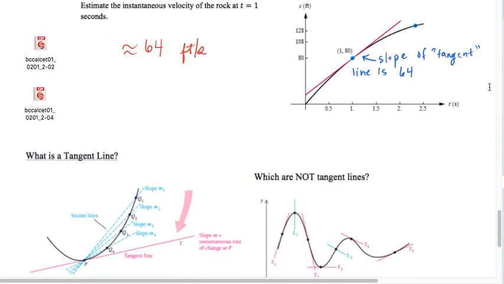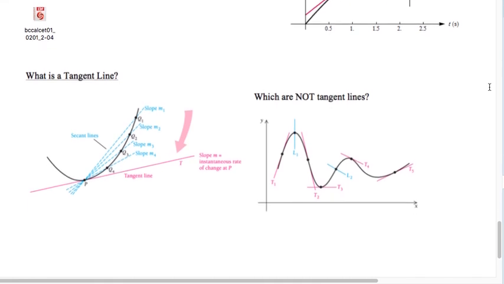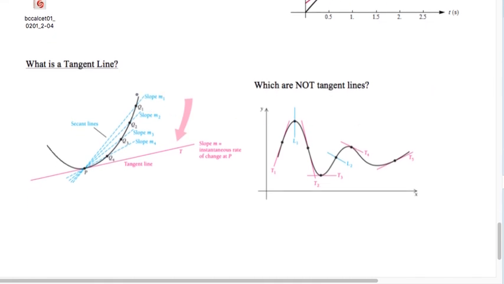Okay, so let's look briefly at what is a tangent line and what's not. Okay, here's 2 points P and Q. The goal is to find the tangent line at P, and if you move your second point Q closer and closer and closer to P, you can see those tangent lines, how the slopes of those tangent lines get closer and closer to the slope of the tangent line at P.